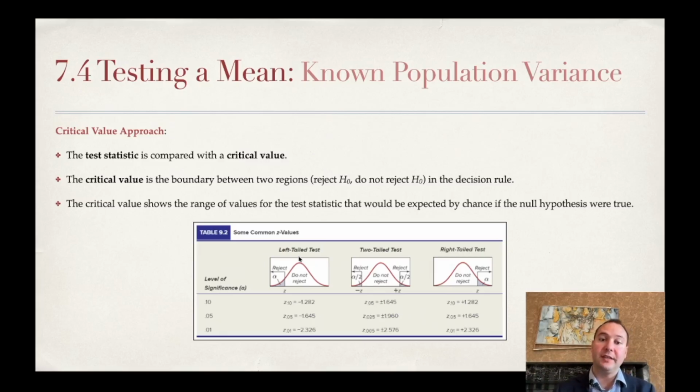In a left-tailed test, we're only checking if our test statistic is more extreme on the lower end. In a two-tailed test, we're testing whether our test statistic is more extreme either on the upper or lower end. And in a right-tailed test, we're testing whether that z-calc test statistic is above some specific threshold. We call that threshold the critical value.